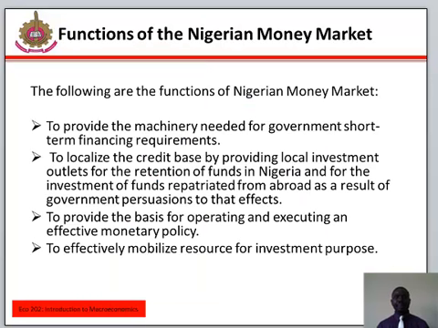Functions of the Nigerian money market. The functions of the Nigerian money market include: 1. To provide the machinery needed for government short-term financing requirements.